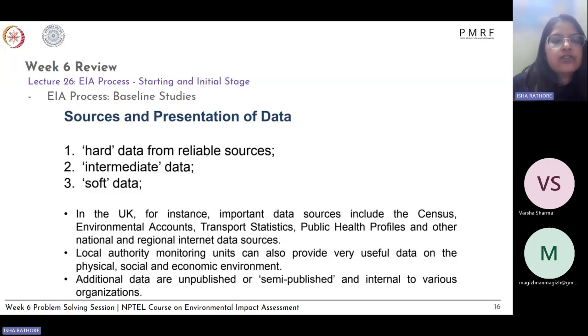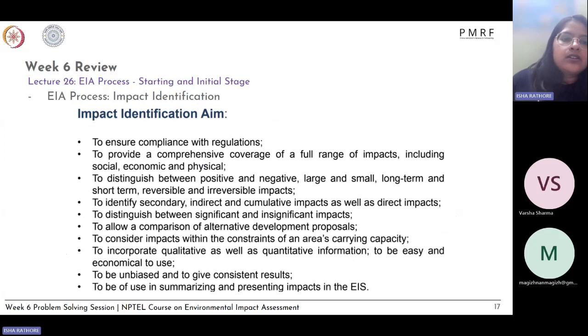It can also include data from your local authority monitoring units, like your pollution control board's air pollution monitoring devices and all of those things. So if certain monitoring units are present within the context of your site or near it, you can use that data for establishing your baseline cases. You can also use additional data from unpublished or semi-published internal or other organizations. So these are the data sources you can use for establishing your baseline for doing EIA.